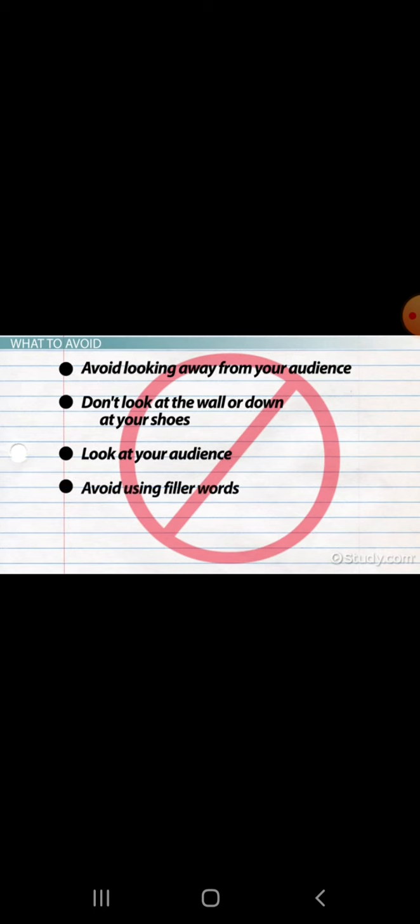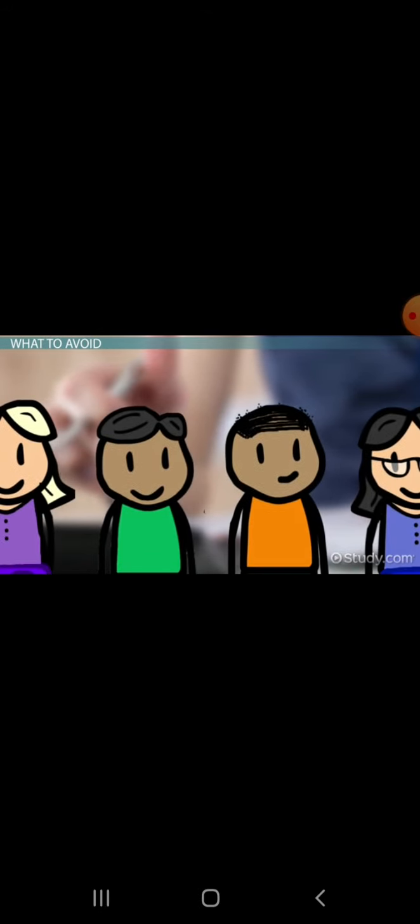Avoid looking away from your audience. Don't look at the wall or down at your shoes. Look at your audience and talk to each individual person there. Also avoid using filler words such as like, so, and the like. You should also avoid giving the mathematical details of your investigation. Most people don't want to see the 2 pages of calculations that you did to find your answer. They just want to know what you found.